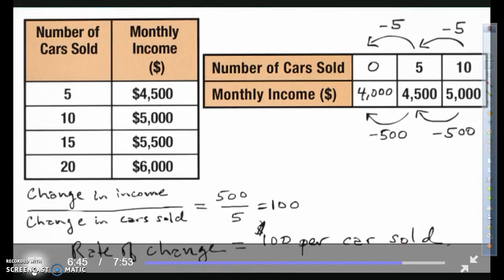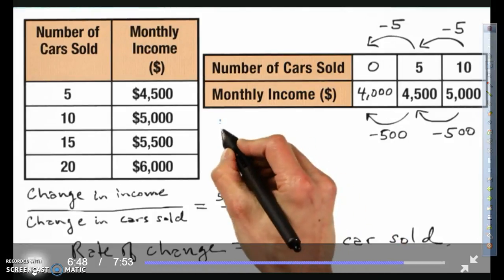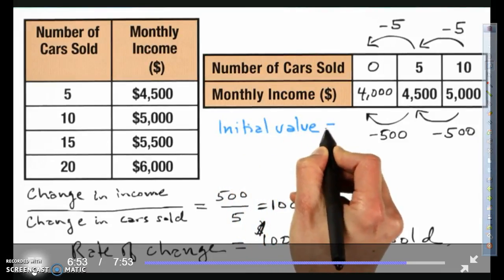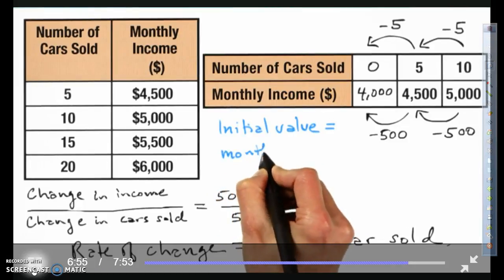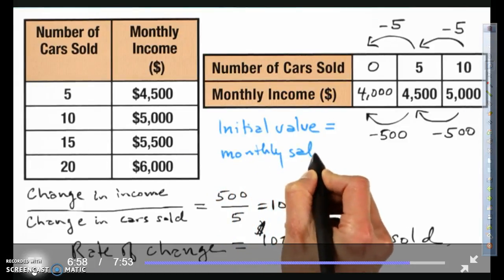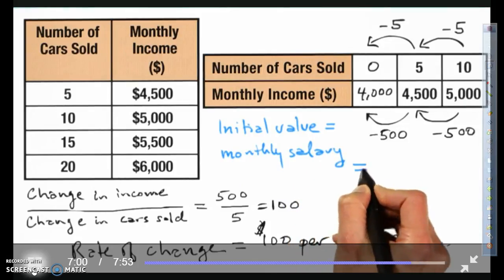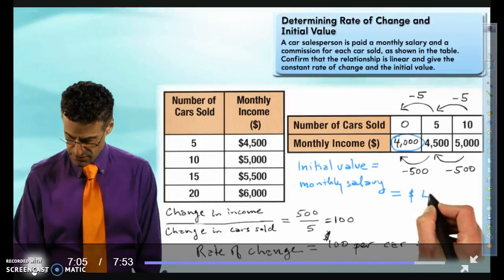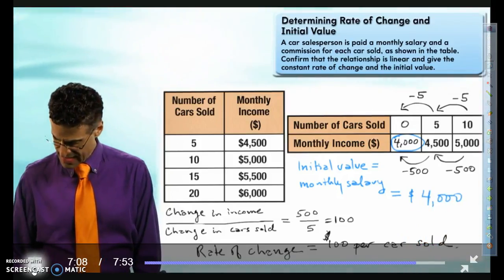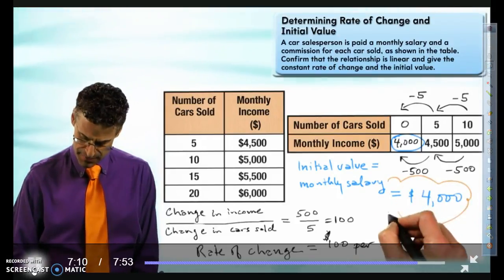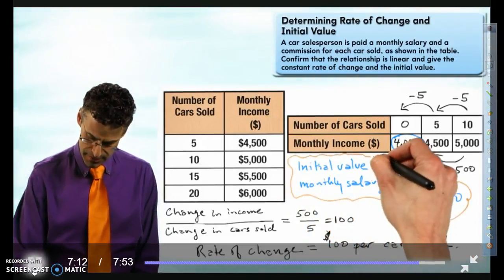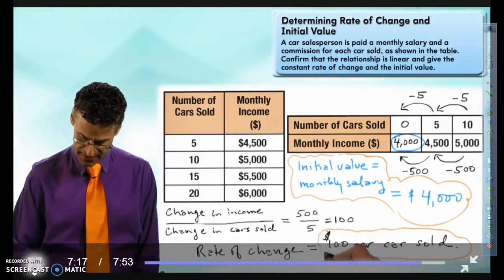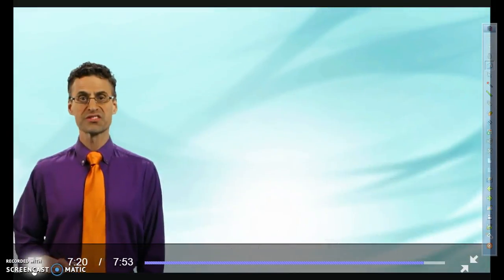So maybe I can just write that down and say that the initial value equals the monthly salary. And in this case, that turns out to be this value, if no cars are sold, which is $4,000. And every time this salesperson sells a car, that person receives an extra $100 for their salary.